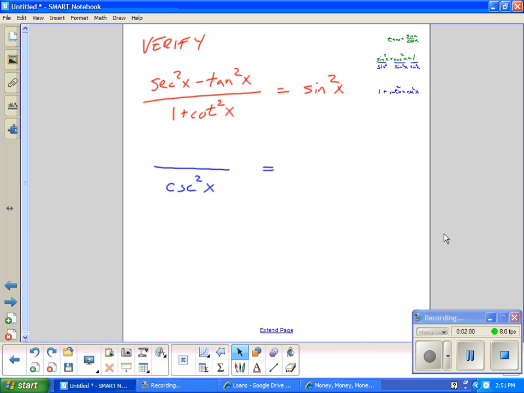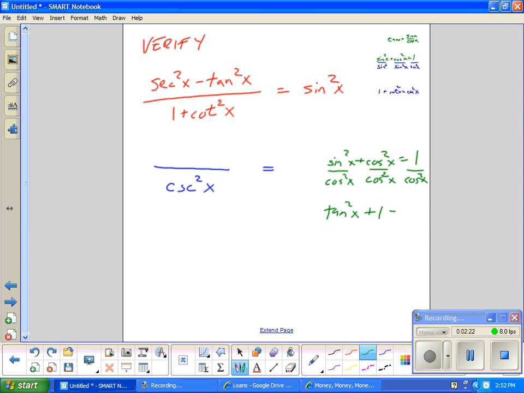But I got secant squared minus tangent squared. So again, I start from sine squared x plus cosine squared x equals 1. And I want secant, which is 1 over cosine. So I'm going to divide by cosine squared x on all terms. And if I do that, I get tangent squared x plus 1 equals secant squared x. Alright, well, if I move tangent to the other side, we get 1 equals secant squared x minus tangent squared x. And that's the identity I have right there.